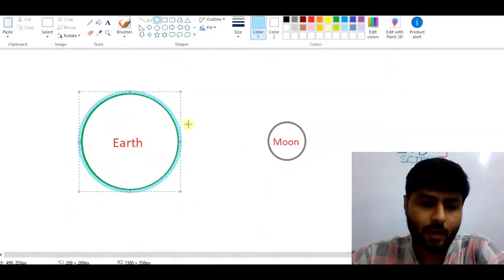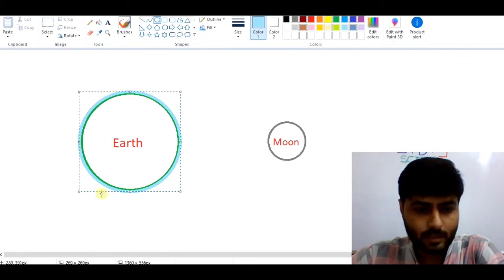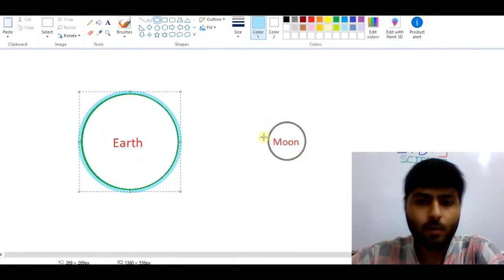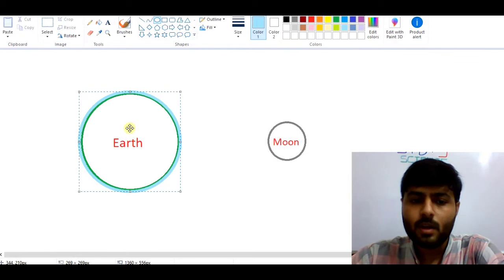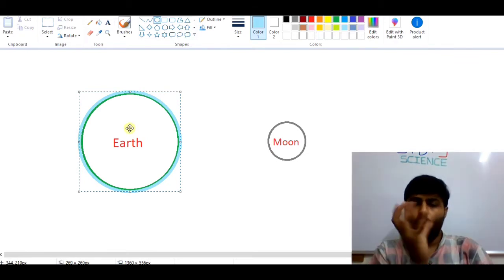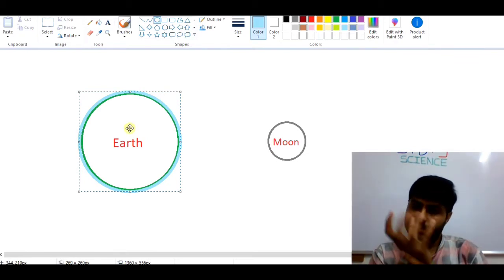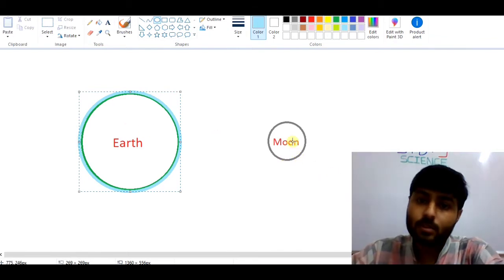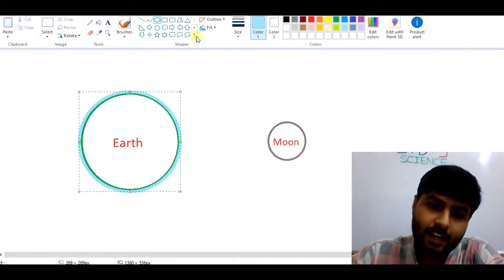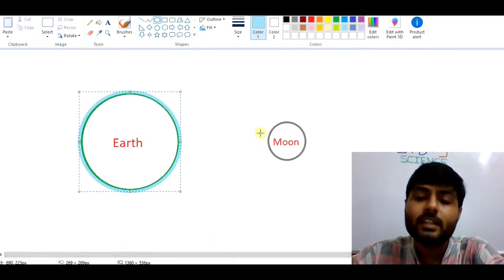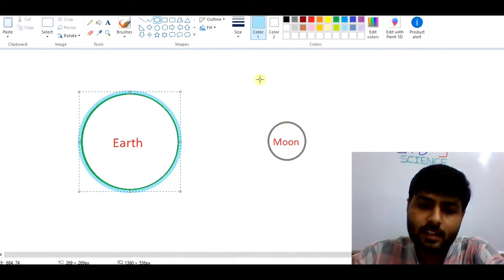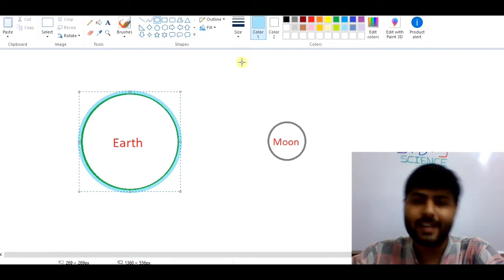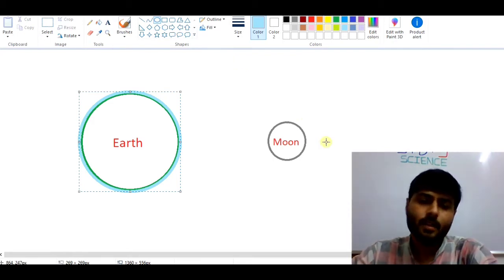Here we have earth and here we have moon. Earth is rotating on its axis, and in the same way moon is also rotating and rotates on its orbit, in this way.